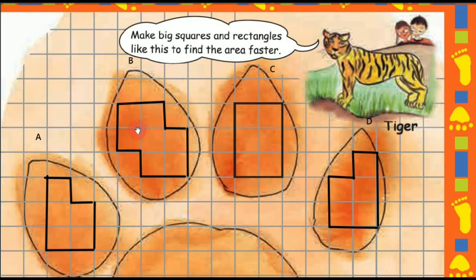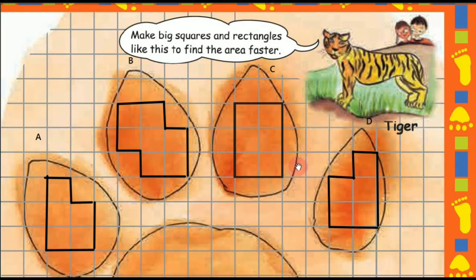Now let's calculate the area of part B. How many complete squares are there? 1, 2, 3, 4, 5, 6, 7. 7 complete squares. And more than half filled squares: 1, 2, 3, 4, 5 and 6. So more than half filled squares are 6, and 0 half filled squares. So 7 plus 6 is equal to 13 square centimeter, the area of part B.